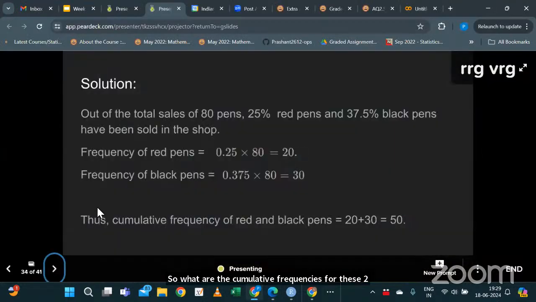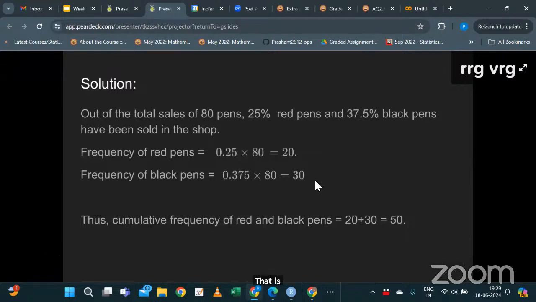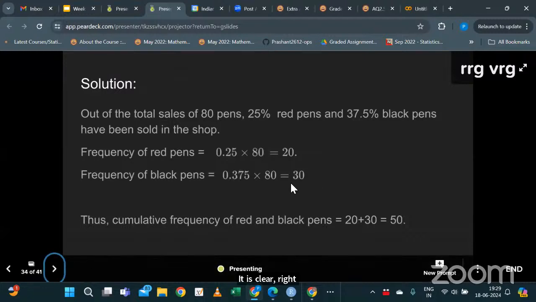So let's move to the solution part. In the solution, it's correct. Sir, I thought it was for blue and red, so I did 20 + 20 equals 40. No problem, just a mistake. The key thing is you got the idea, right? That is the main thing.